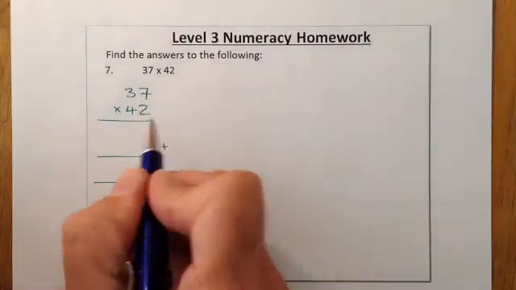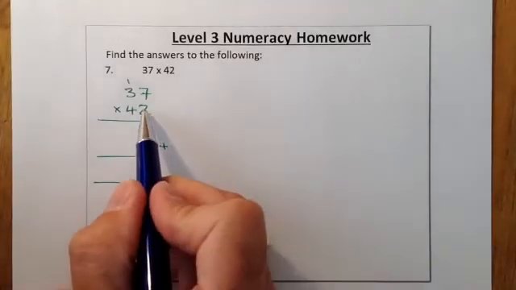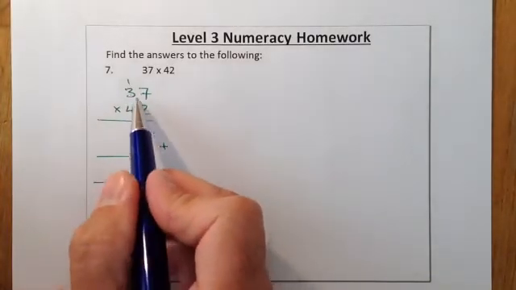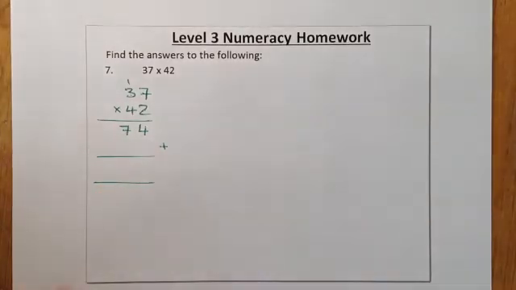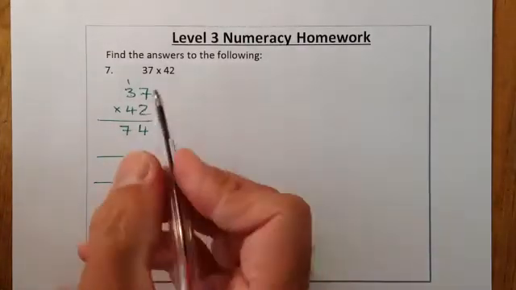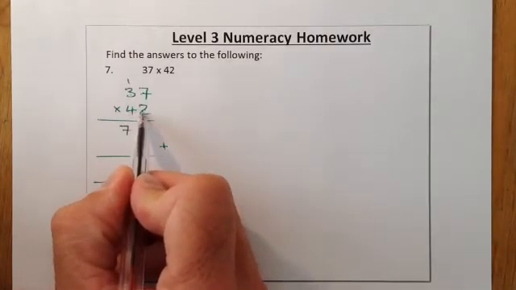Right, 2 times 7 gives me 14, so there's a 4 there and the 1 up at the top. 2 times 3 is 6, with the 1 gives me 7, so that will be 74. I'll then go on to my next line. Now I'm multiplying by the number that's here. Remember, that's 40 as part of 42.